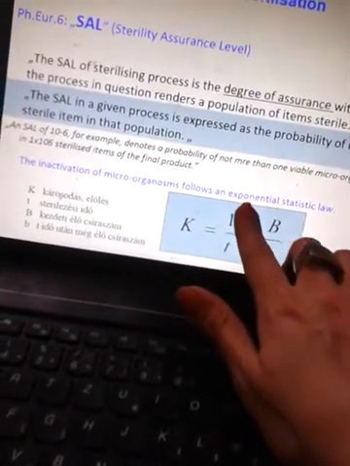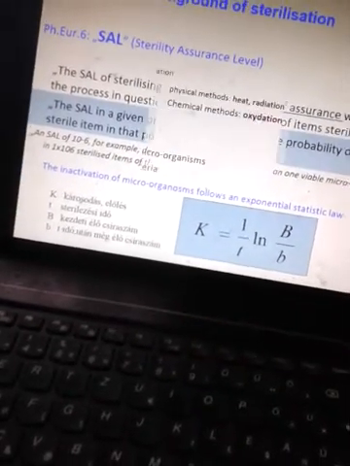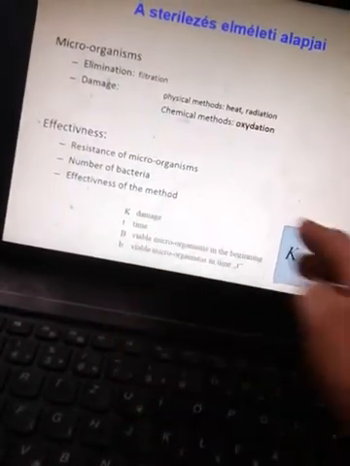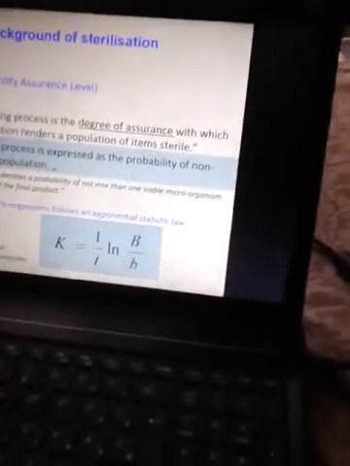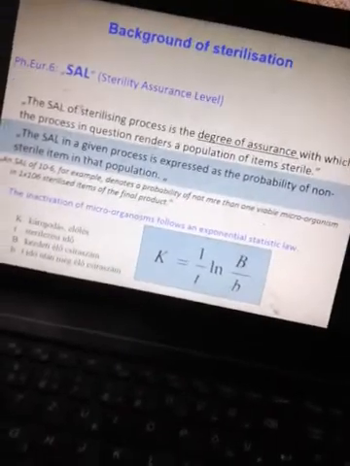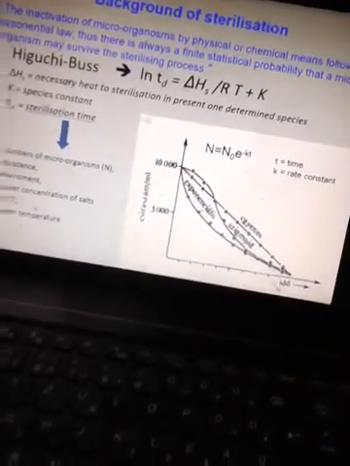The inactivation of microorganisms follows an exponential statistical law که گفتیم این برای چیه؟ اینجا بود گفتیم effectiveness رو میخواد به ما بگه. effectiveness of sterility. از sterility assurance level degree of assurance رو میگه که ما چقدر مطمئن باشیم که استریل شده یا نشده.